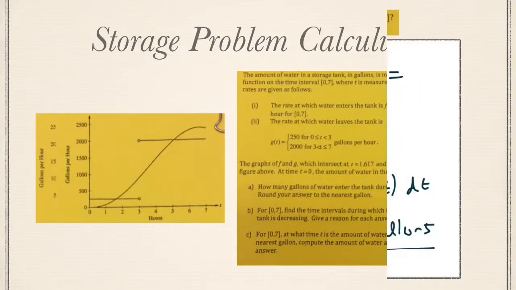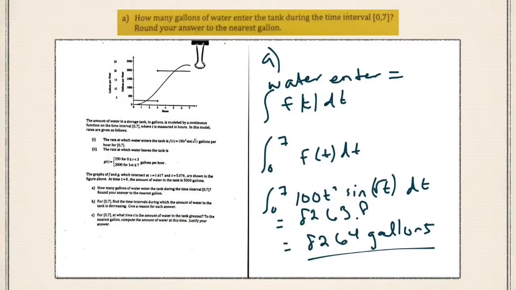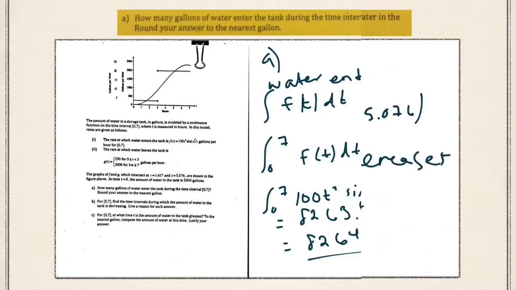Alright, so I got this. How many gallons of water enter the tank during the time interval 0 to 7? Round your answer to the nearest gallon. To find the amount of water entered, we'd have to take the integral of the rate that the water is entering. So we'd have to take the integral from 0 to 7 of 100 t squared sine root of t. The answer to this would be 8,264 gallons.